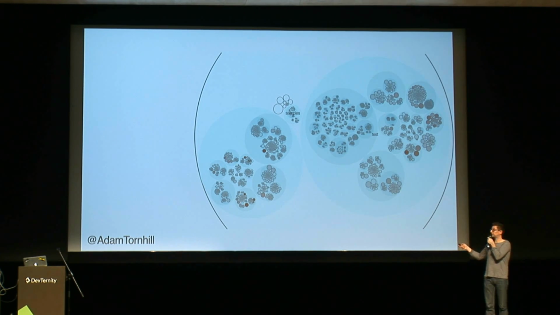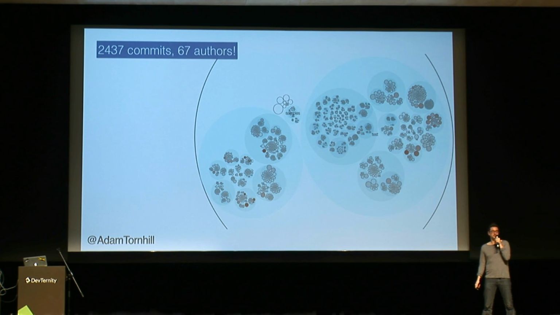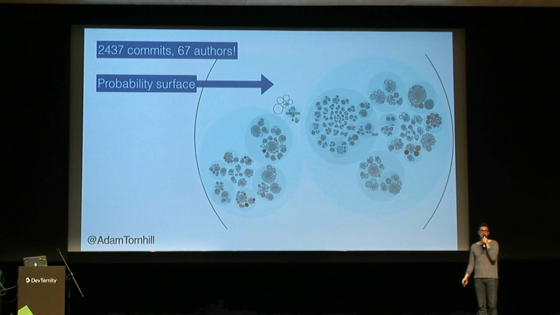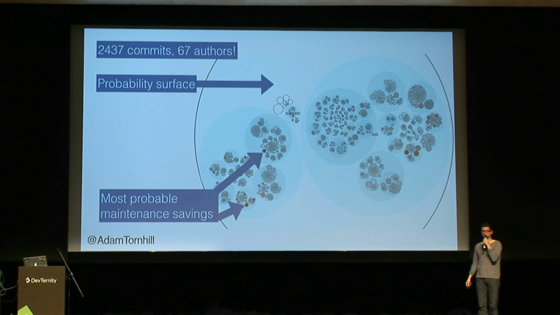This data is built up of behavioral data from software developers, from our version control data, in this case 2,400 commits. By identifying patterns in those commits, we're able to project a probability surface onto our code base. And using that probability surface, we can identify the most probable maintenance savings in that code.